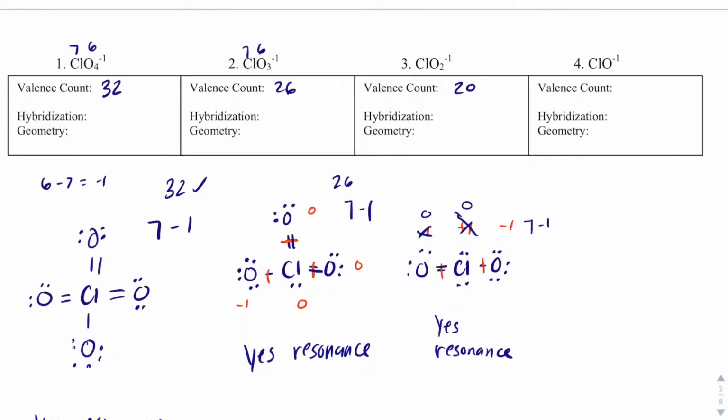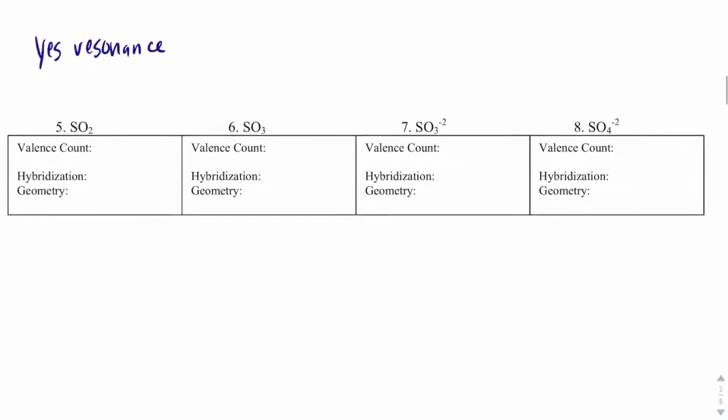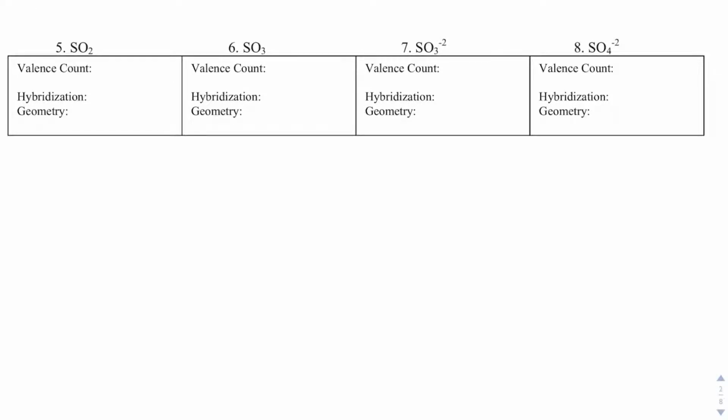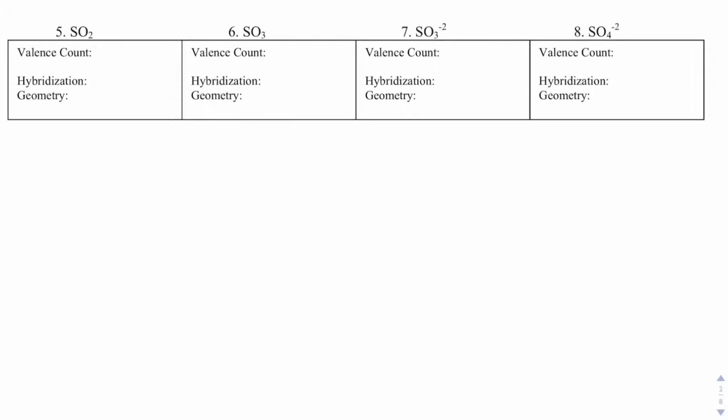Okay, now let's jump around for some examples. Like let's do SO3 versus SO3 2-. So SO3 is going to have a valence count of 24. SO3 2- is going to have a valence count of 26. I'm going to bond all of my oxygens to my sulfur. I'm going to give everything 8 valence electrons, and then I'm going to do each of them individually just to see how they're kind of different.